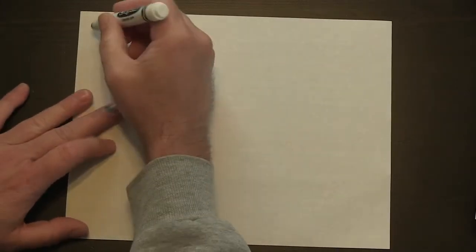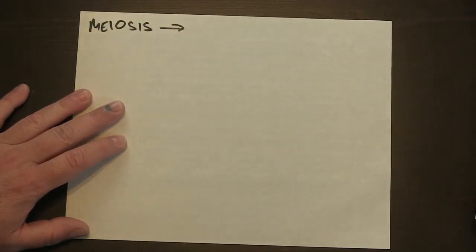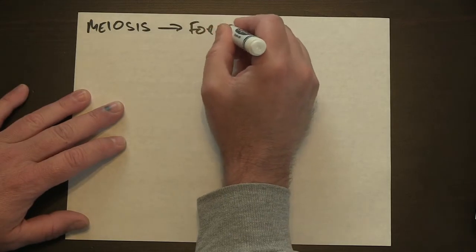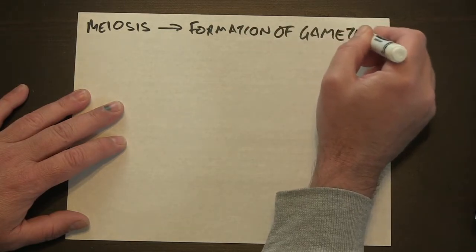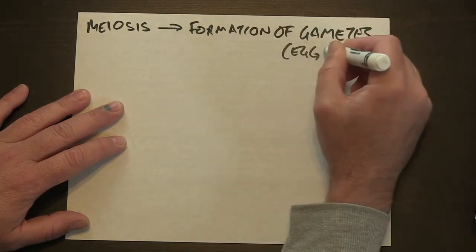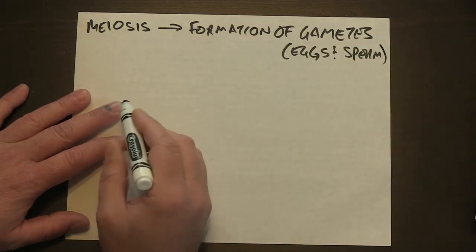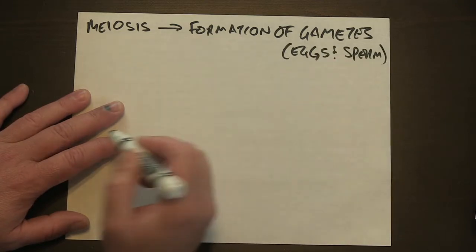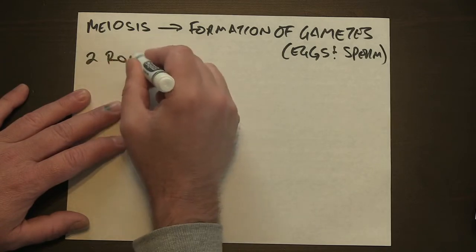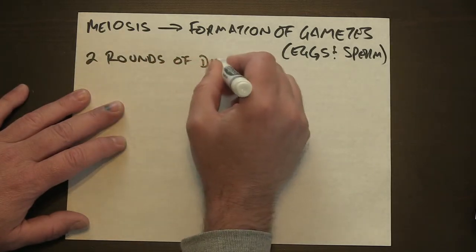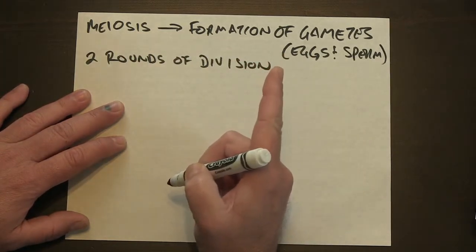So anyway, we were talking about meiosis, which is the formation of gametes, eggs and sperm. This is the cell division that creates gametes. Okay, and remember, we've got basically 2 rounds of division, unlike mitosis, which is only 1 round of division, right?